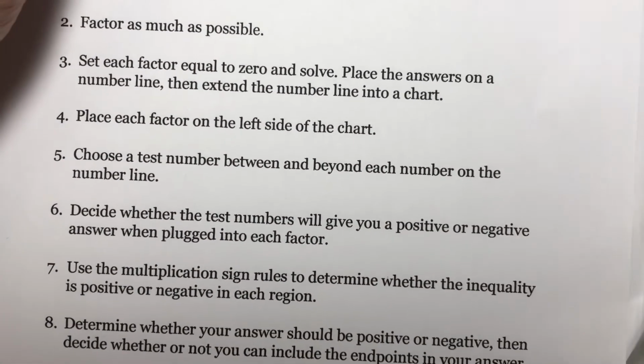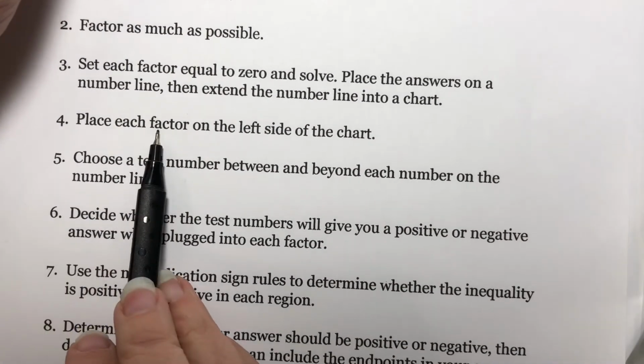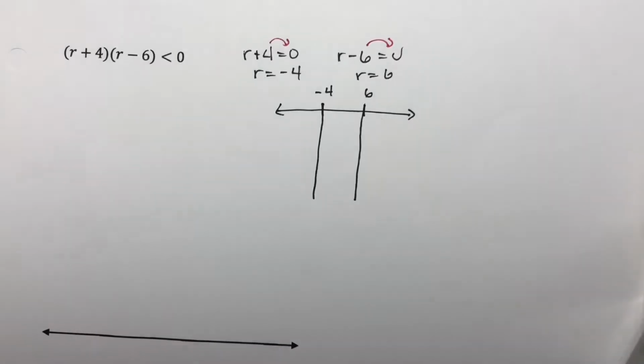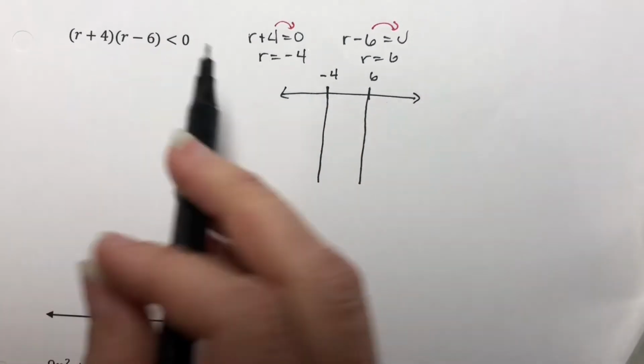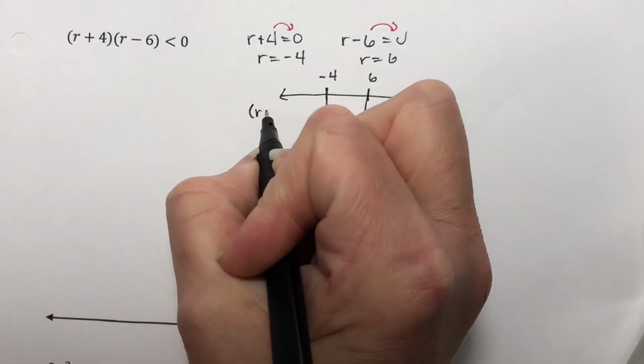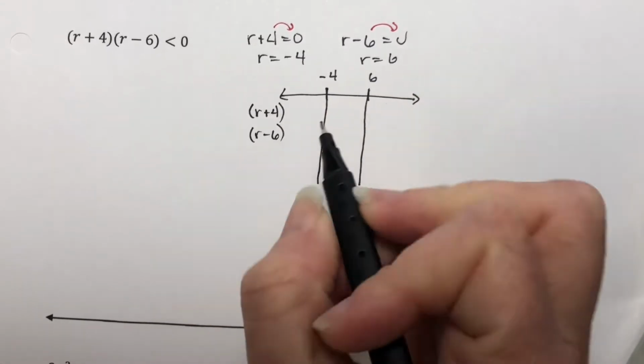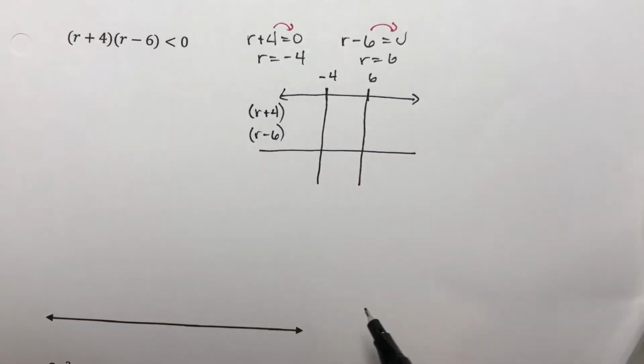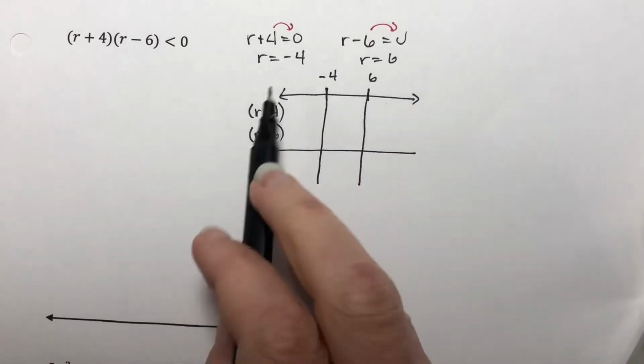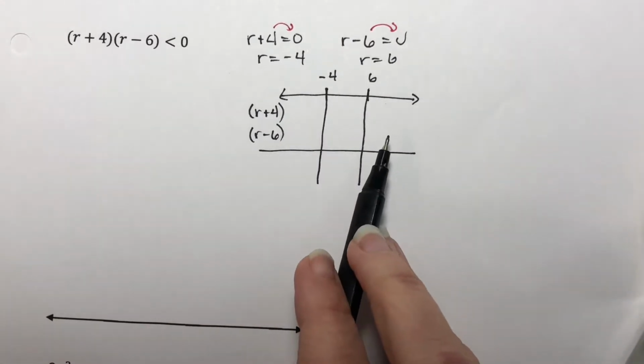The next step, place each factor on the left side of the chart. So over here, these are my two factors. I'm going to put an r plus 4, and I'm going to put an r minus 6, and then I'm going to draw a line right there. Now I'm going to fill out this chart.